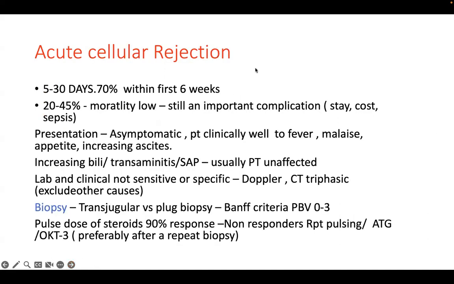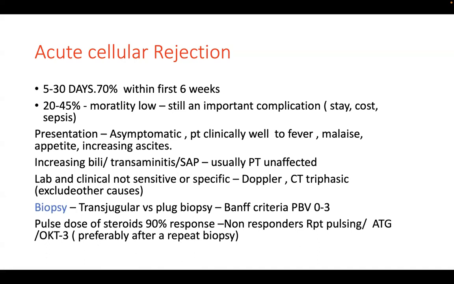And then the next complication is acute cellular rejection. Most of the time, acute cellular rejection occurs within the first 6 weeks. 70% of them occur within the first 6 weeks. It's a fairly common complication. About 20 to 45% of patients have at least 1 or 2 episodes of acute cellular rejection. But it's usually an easily manageable complication. The mortality is very low. In fact, some degree of an episode of acute rejection in the early postoperative period can help the organ develop better immunotolerance.